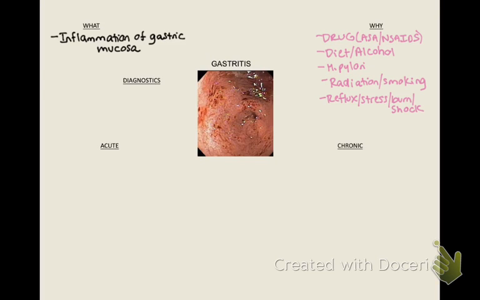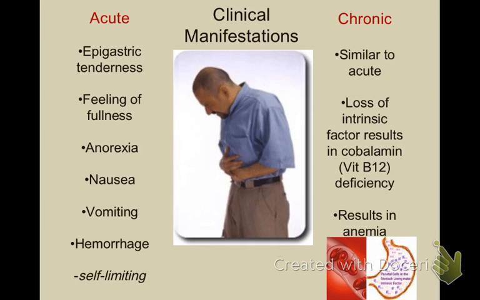Radiation and smoking are another cause. Acid reflux, stress, burns, and shock are also causes. So you've got clinical manifestations. Acute gastritis can cause epigastric tenderness, a feeling of fullness, anorexia, nausea, vomiting. Acute episodes can cause hemorrhage. It's usually self-limiting. It can resolve on its own.